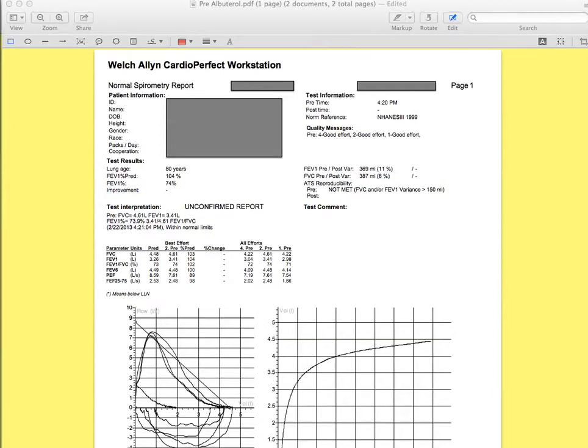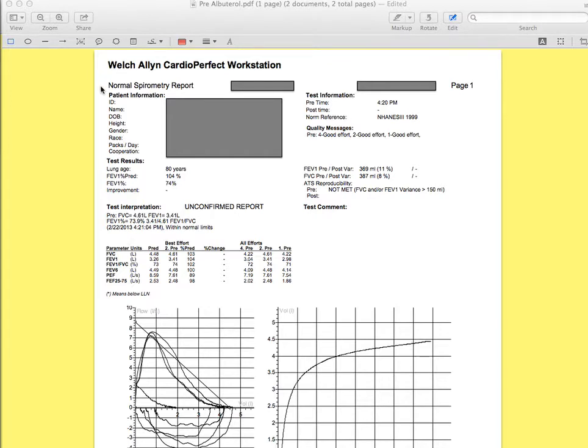Let's quickly review how to interpret spirometry reports. This is something that's come up a couple times in the last few weeks, and I think it's helpful to be able to interpret these quickly so that we can arrive at a correct assessment and then recommend appropriate treatment. So this is an actual report from the Welch-Allyn machine that we have at the clinic.